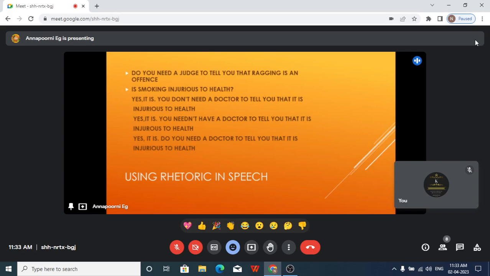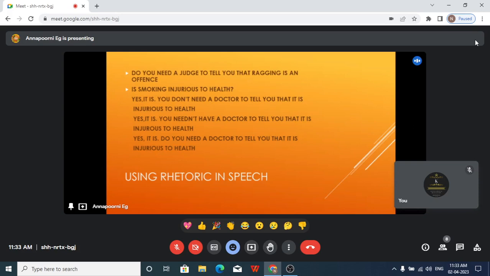Okay, so here this is something related to health, right? Smoking is a bad habit related to our health. That's the reason we are using the word doctor. In the first sentence, we were talking about ragging, and that's the reason we were telling about a judge. But here we are talking about a doctor because this sentence is related to health. So, yes, it is. You don't need a doctor to tell you that it is injurious to health.